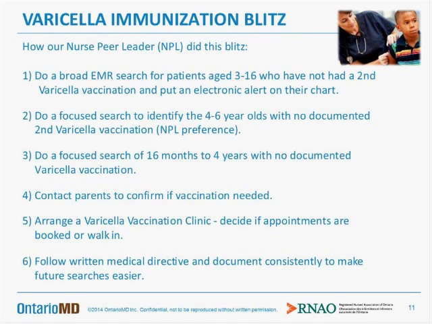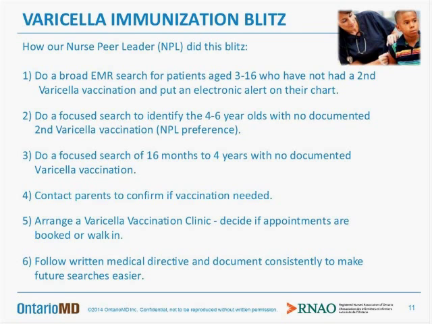So one of our nurse peer leaders did a varicella immunization blitz in her practice to get as many kids up to date as possible with the least amount of disruption in their office workflow. What she did was she did 3 EMR searches to find all the children needing the varicella shot. She first searched the EMR for all the children starting school for the first time and those that are in school that hadn't had their second varicella shot. Then she narrowed the search to the group of children she felt was a priority, and that was the 4 to 6-year-olds, the ones that are just entering the school system. She also did a search for those who had no record at all of having a varicella vaccination.